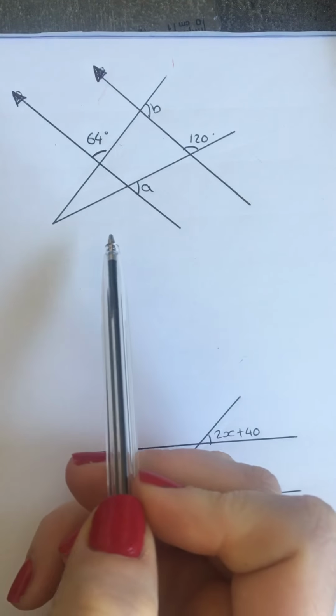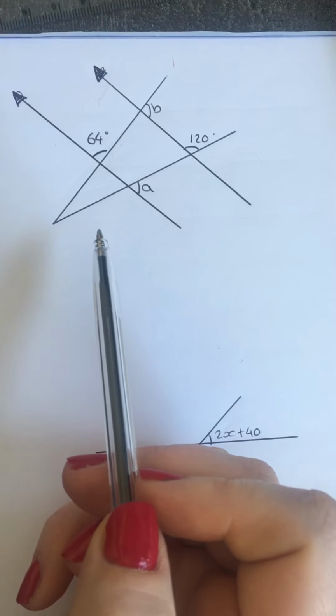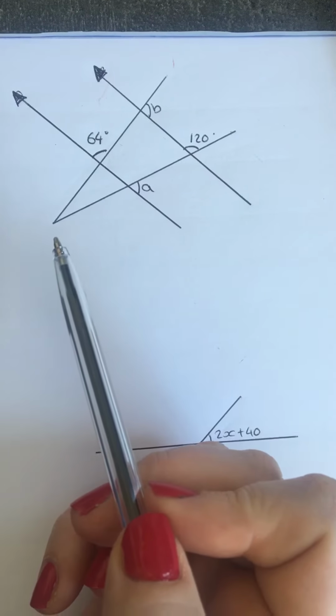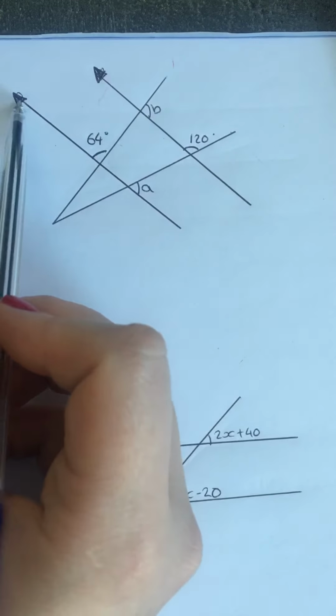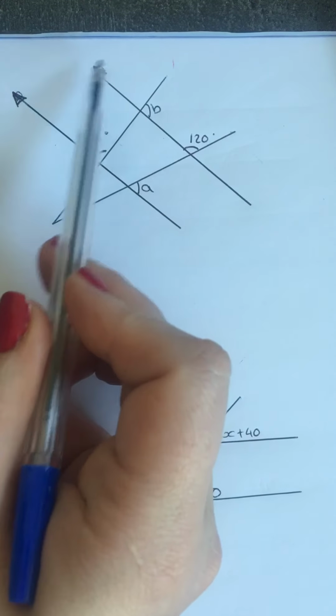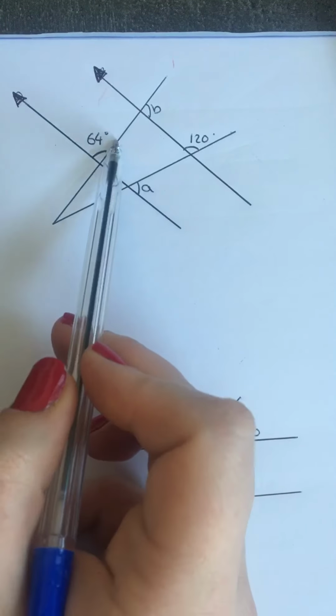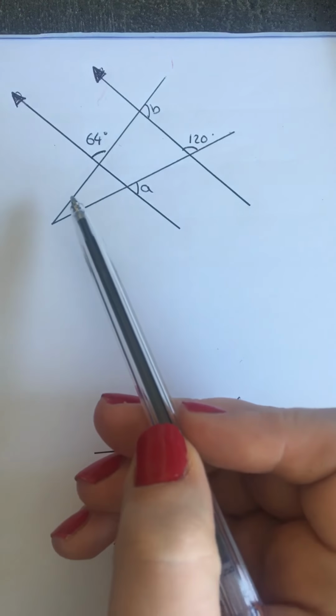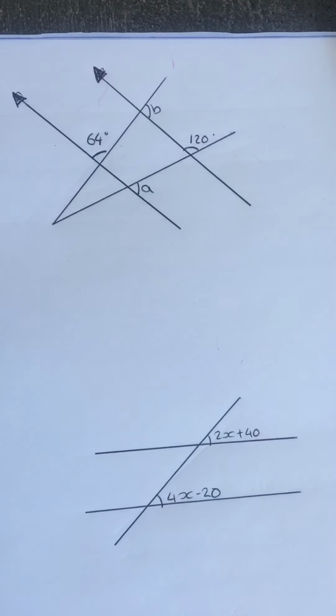So the first thing about this question is be really, really careful which are your parallel lines. Remember, parallel lines are going to be marked by the arrows. So these two lines are parallel, these two are not. And that seems quite obvious when you're looking at the whole picture. Okay, because what do we know about parallel lines? We know that they always stay the same distance apart and they never meet.